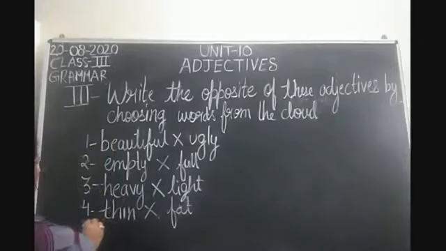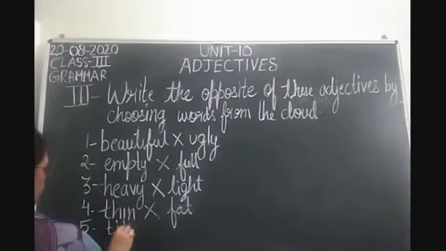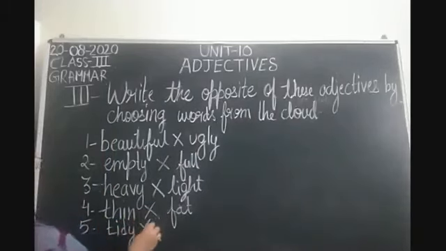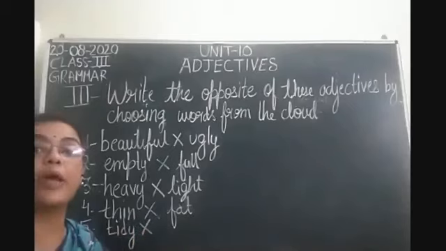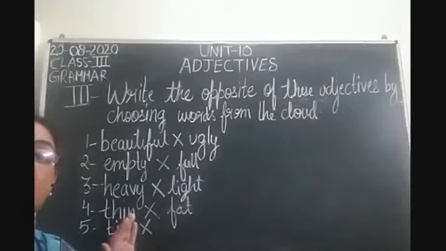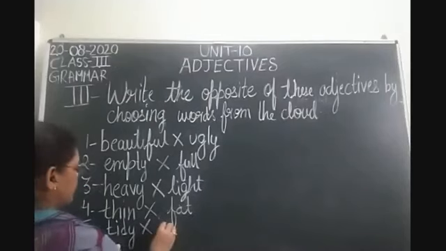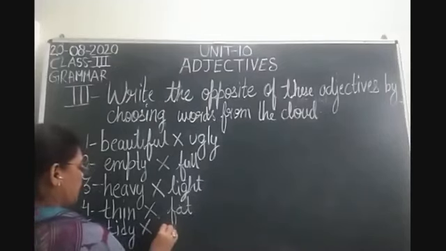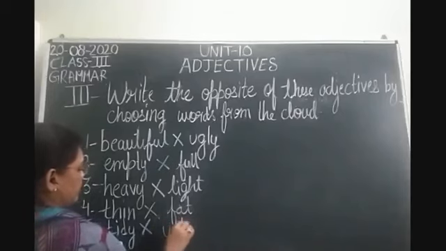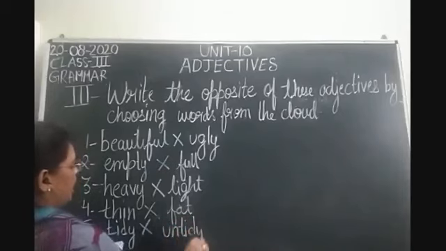Now the fifth word is tidy. अब बेटा tidy means something which is very neat, which is in order. The fifth word is tidy, and tidy का opposite क्या है बेटा? Untidy. Tidy, untidy.